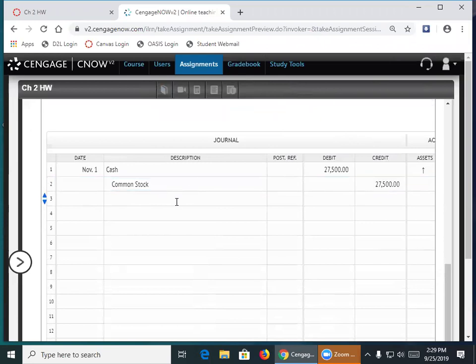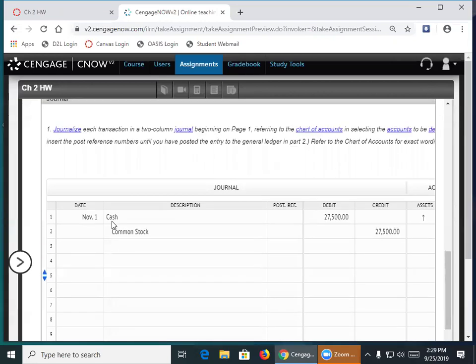So again, when you're journalizing, make sure you list your debit first. You put your date on the first line with the debit. You debit cash and credit common stock. It'll format the numbers and indent for you, so you don't have to type in commas or dollar signs or anything. Okay, so cash and common stock. So that is when you're free form journalizing.